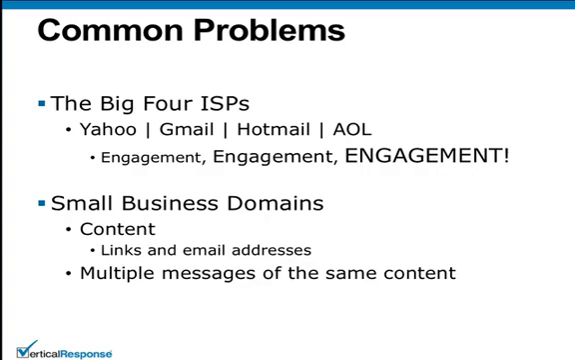Also, multiple messages of the same content can cause problems at small business domains because their filters can perceive this as a spam attack, even if you're targeting an engaged audience. And so if we're seeing business to business delivery problems, our delivery team does reach out to the postmasters and IT groups at small businesses to resolve issues on a one-off basis. So if you're seeing that, we can work on whitelisting or getting that email network to approve all mail coming from VerticalResponse, so that way you don't run into these kinds of issues.